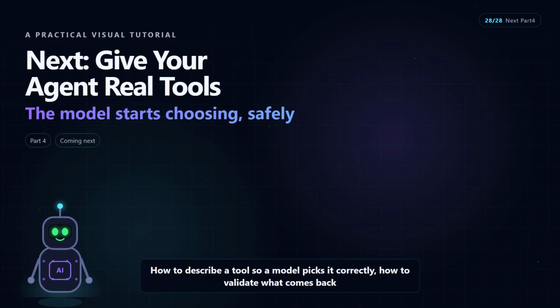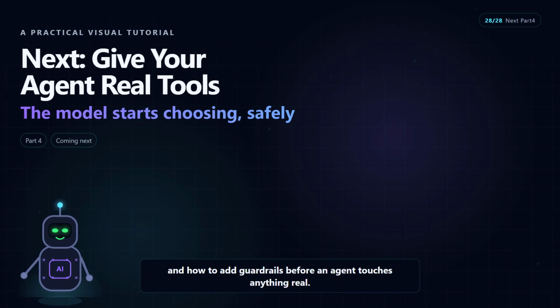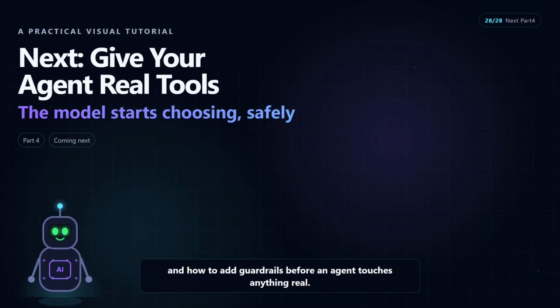How to describe a tool so a model picks it correctly, how to validate what comes back, and how to add guardrails before an agent touches anything real.